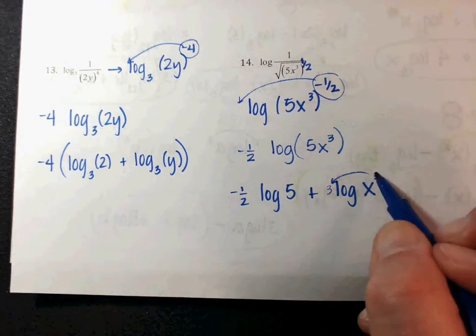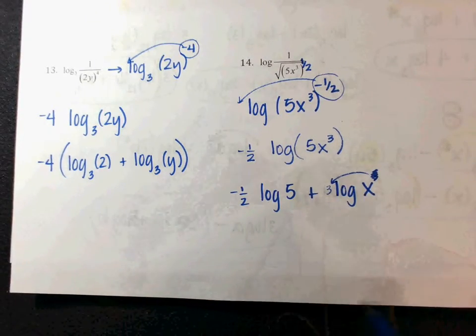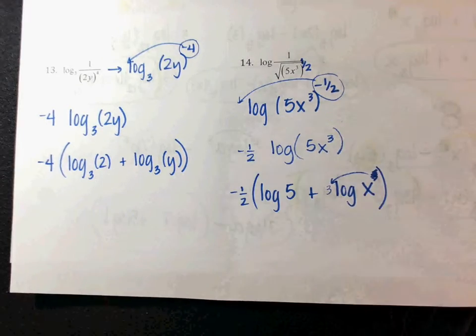Okay, so really, I'm going to cross this 3 out. It shouldn't be up there. It should have moved down to the front. And then keep your parentheses. Okay?